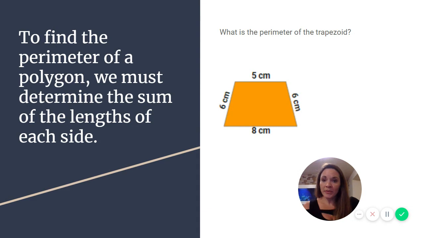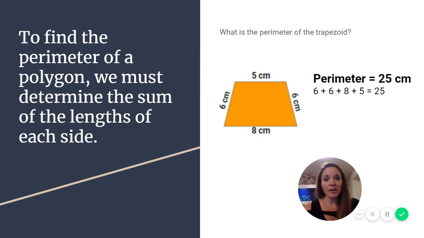To determine the perimeter of a plane figure, we can find the sum by adding the length of each side. So what is the perimeter of the trapezoid? I know that 6 and 6 make 12, and 12 and 8 make 20, and 20 and 5 make 25. The perimeter of this trapezoid is 25 centimeters.